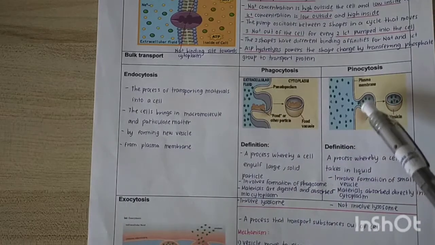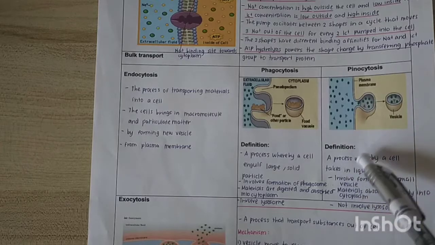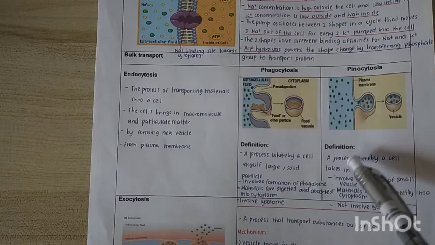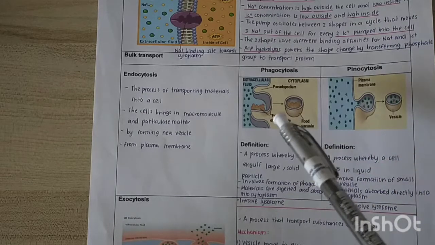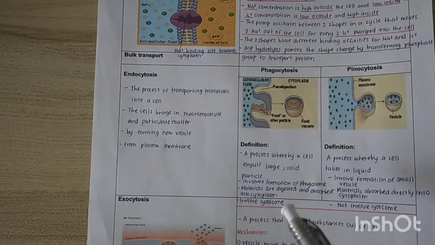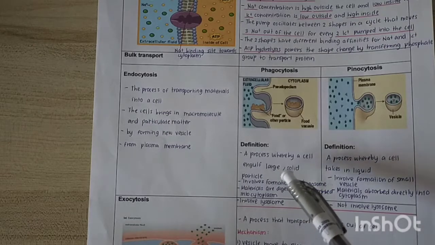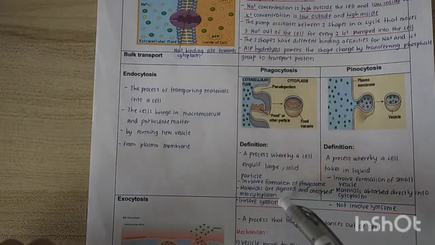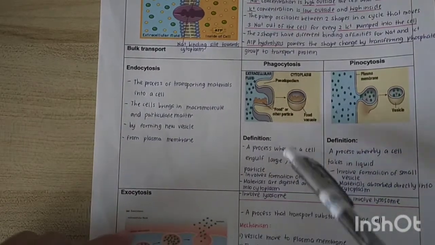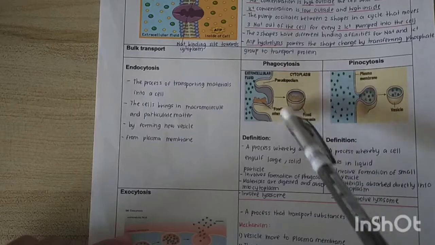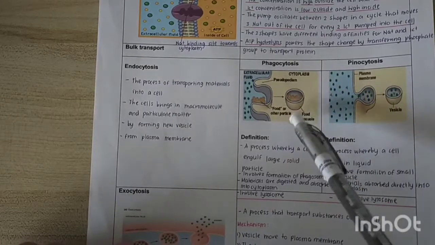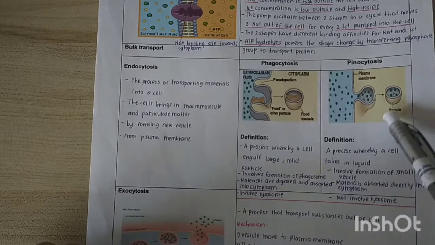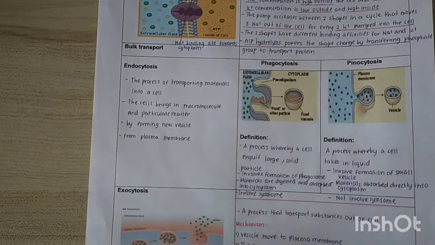So that means for phagocytosis, it will involve large and also solid particles. But for pinocytosis, it is a process whereby a cell takes in liquid. Maksudnya material tu adalah dalam bentuk liquid. But for phagocytosis, the material is in the form of solid particles or large molecules. And for phagocytosis, it will involve formation of a phagosome. So here, this is what we call a phagosome or food vacuole. While for pinocytosis, it will involve formation of a small vesicle. So this is the vesicle.